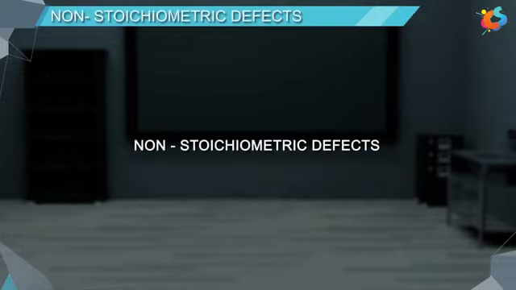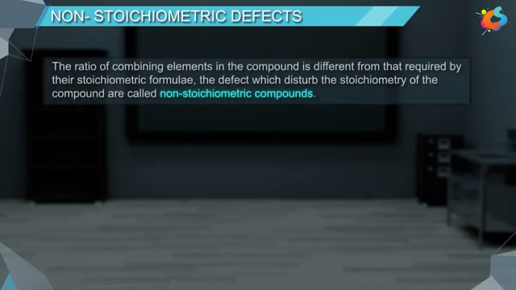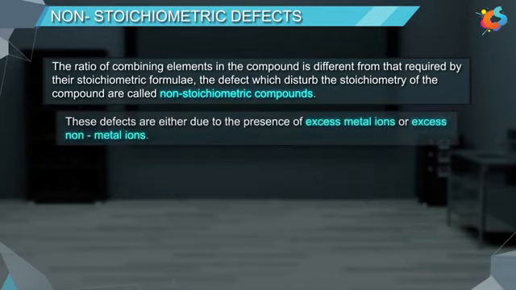Non-stoichiometric defects. The ratio of combining elements in the compound is different from that required by the stoichiometric formulae. The defects which disturb the stoichiometry of the compound are called non-stoichiometric compounds. These defects are either due to the presence of excess metal ions or excess non-metal ions.